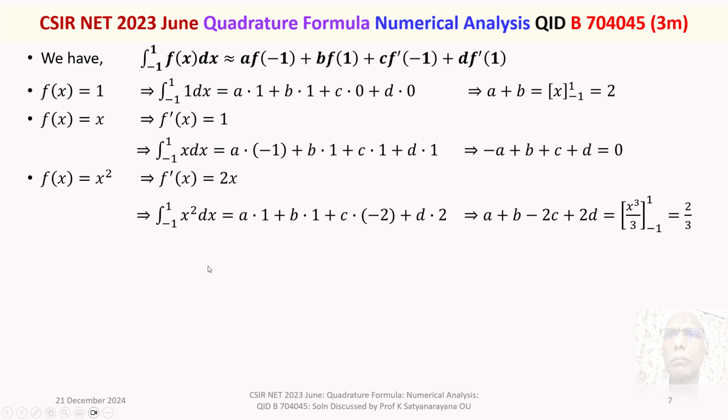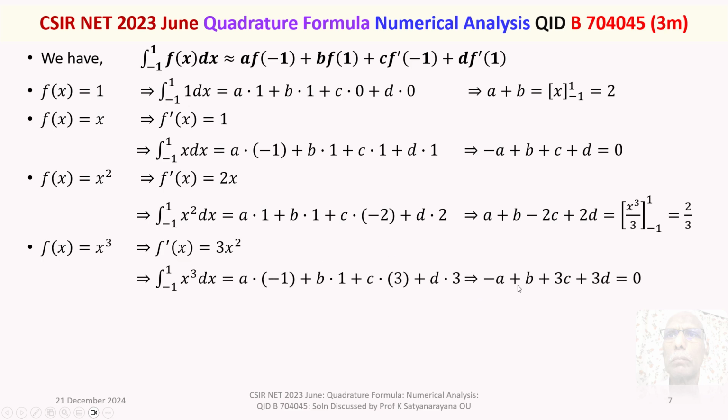Right. And lastly, f of x is equal to x cube, f prime x is 3x square, and it is exact. So put the values here and get the equation. And when you have taken f of x, the integral from minus 1 to plus 1 of x dx is 0, because it is a polynomial of odd degree. And here also x cube is of odd degree, and the integral value is 0.